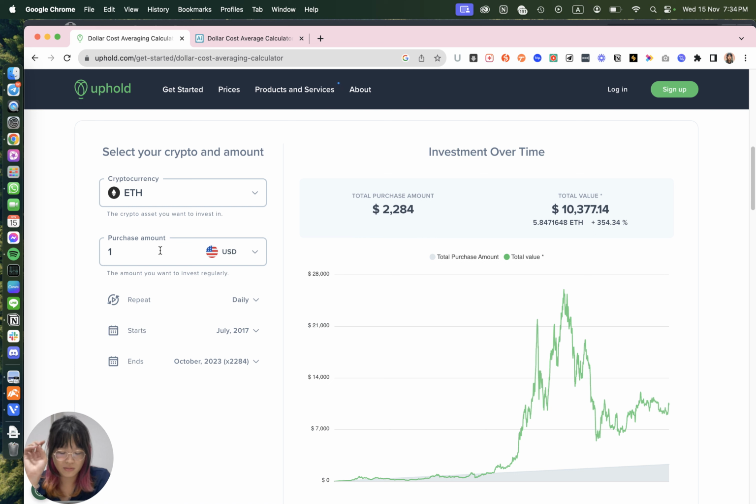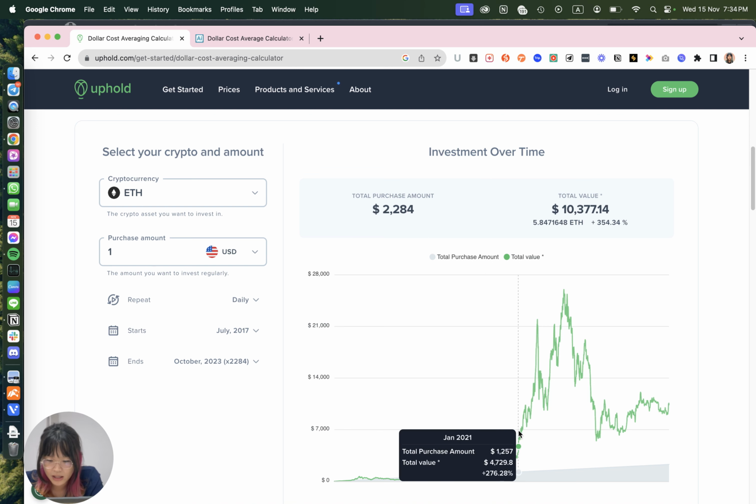Now again, I'm just emphasizing the disclaimer that this is just for information and educational purposes only. This is not financial advice, so please do your own due diligence. Please know that cryptocurrency is not backed by any real cash. So yeah, that's that. Okay.